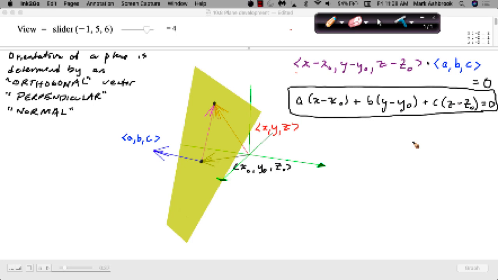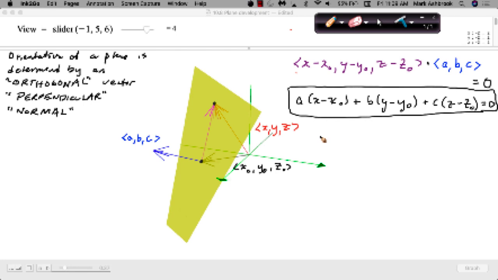So if you're creating the equation of a plane, you want to use this. And what two things do you need to do it? By initial, you mean any point on the plane and an orthogonal vector to the plane. If you have those two things, you just plug them into this and you've got your equation of the plane. But we can keep doing some math here.